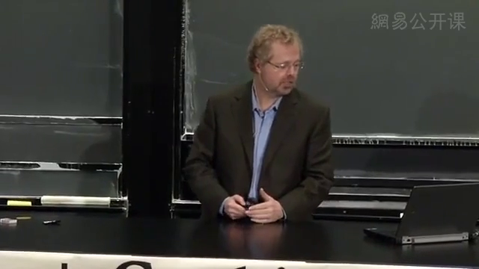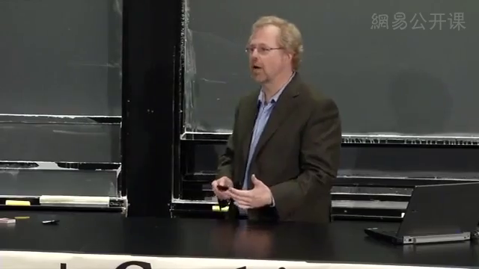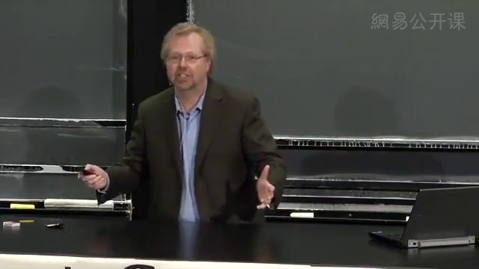This is a modernist treatment of home cooking. It's 450-some pages plus 228 pages. So it's a slim, pamphlet-like 600 pages, almost 700. Back when I first decided to write Modernist Cuisine, I thought it was going to be huge. And I thought huge meant 600 pages. And now 600 pages in my little home book.